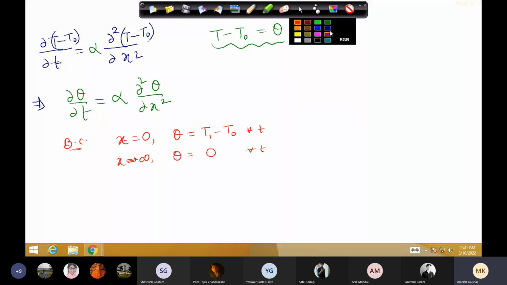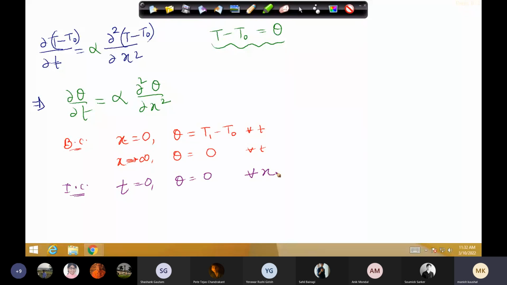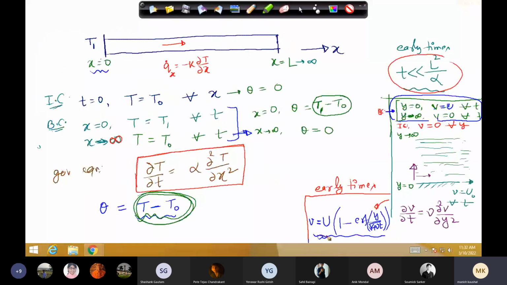An initial condition: at t equals 0, theta is 0 for all x. Okay. So now it is matching. The only thing is that we have this number in the place of u. And what is our eta, by the way? Anyway, we don't need eta. We are directly going to write this solution. So let's use this solution because now it is matching.